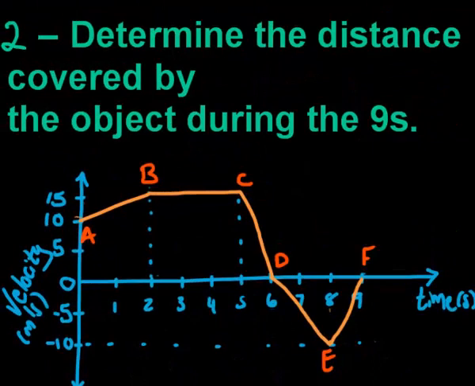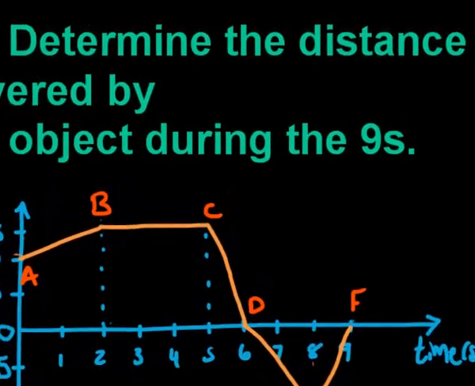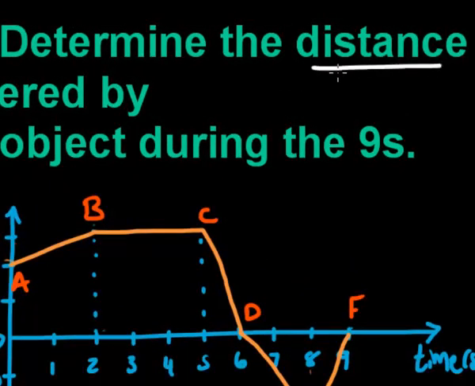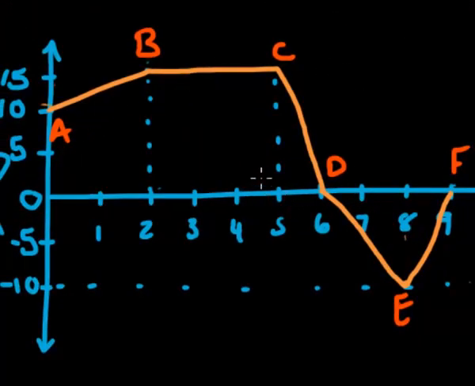Now our next question asks us to determine the distance covered by the object during the 9 seconds. What's important to note here is that they refer to distance. Now there's a difference between distance and displacement. Distance is a scalar quantity, and that means that it only has a magnitude or a size. There's no direction involved. So when we calculate our distance, we are not going to take into consideration when the object is traveling in a different direction. We're still going to see it as all traveling in one direction, because distance does not have a direction.